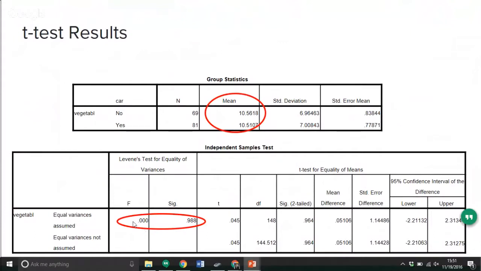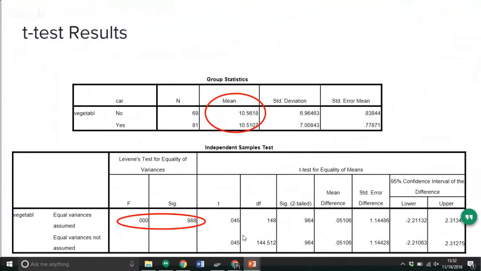The F-test is 0. The significance is 0.988. Is it significant? What have we said? If it is greater than 0.05, it is non-significant. If it's non-significant, then what are we implying? That there is no significant difference. So if it is not different, then that means it is equal. And if it is equal, then it would imply that equal variances are assumed. So that would lead us to read from this line instead of this line.